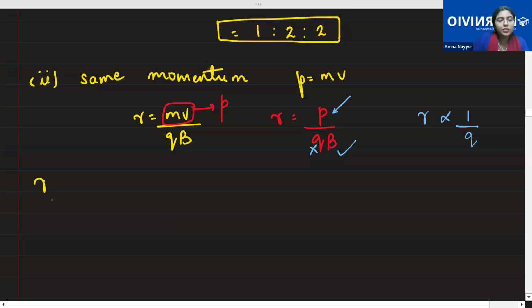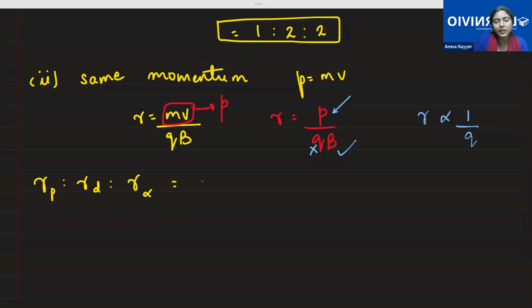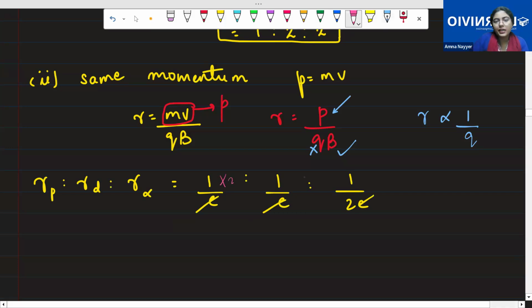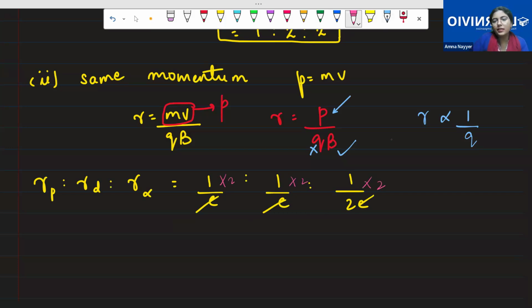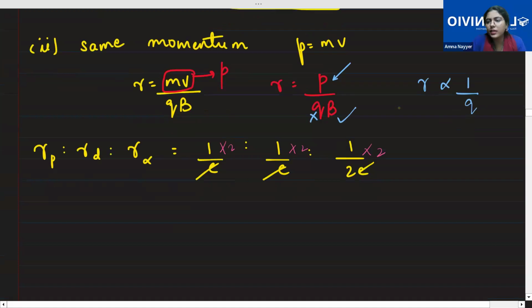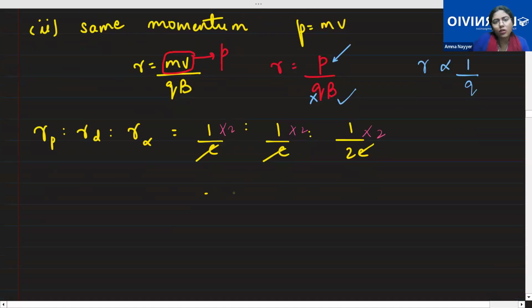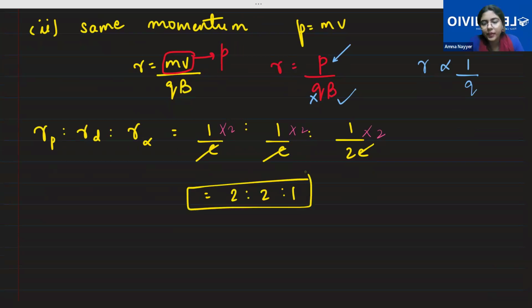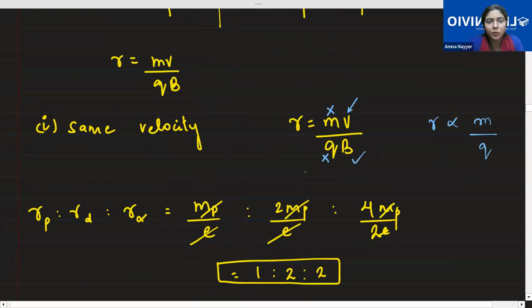So the radius of the proton is to the radius of the neutron is to the radius of the alpha particle will be 1 by E is to 1 by E is to 1 by 2E. E will be cancelled. Look, a half is coming in the denominator. I'll multiply all with 2 so that the denominator is at least cancelled. You can write your answer as 1 is to 1 is to 0.5 also. That is also correct. Or you can write it like this, 2 is to 2 is to 1. I think this is a better manner to write. Now just multiply and remove the denominators. That's when we have this.